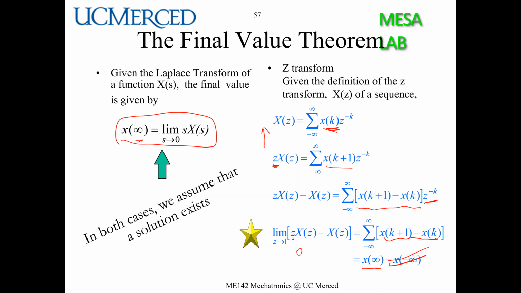So if you add this together, you have the first and the last, so you only have this one left. You basically send z to 1 in here also. So basically it's (z minus 1) X(z). You send z to 1, you are going to get the final value, x infinity, because of this one. So it's also very different. You send z to 1, and you have to have z minus 1 times X(z).